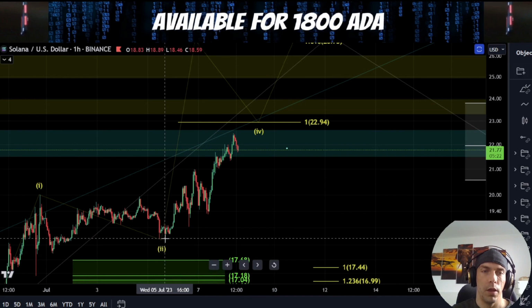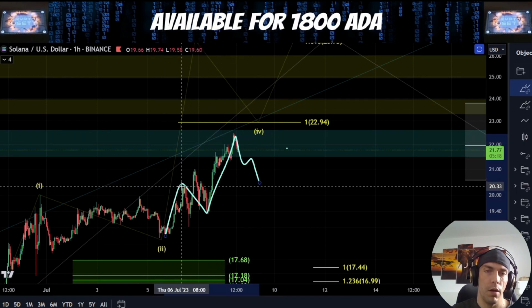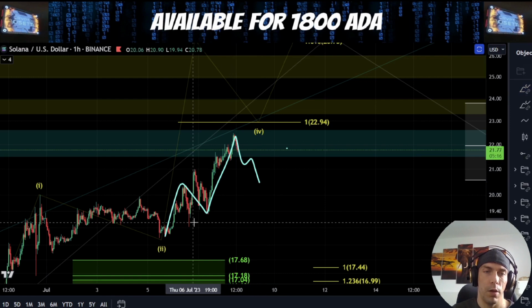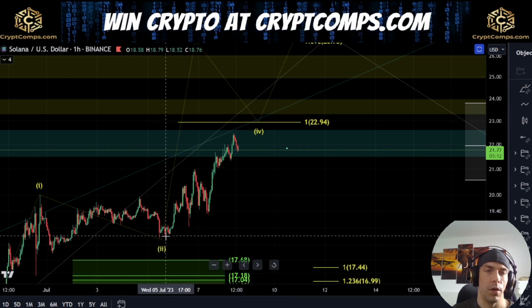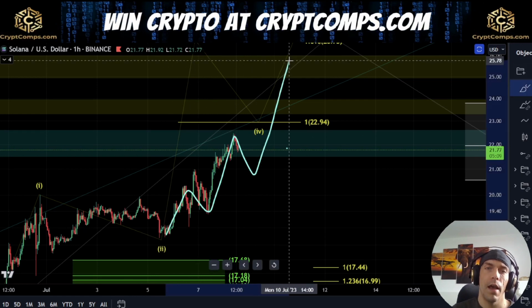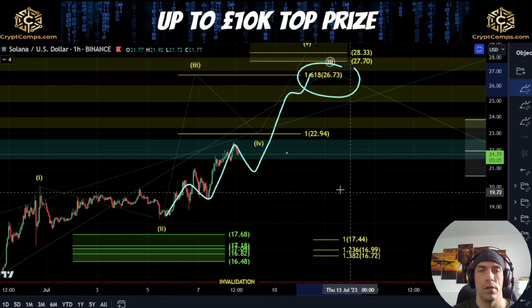It's possible that we could get this as 1, 2, then potentially we even get this as another 1. We get a 3-wave move to the downside, failing to actually break down below this low. And then we could actually see a direct push to the upside where we had 1, 2, 1, 2 here. And then that would be looking for this higher 1618 target of this 2673.